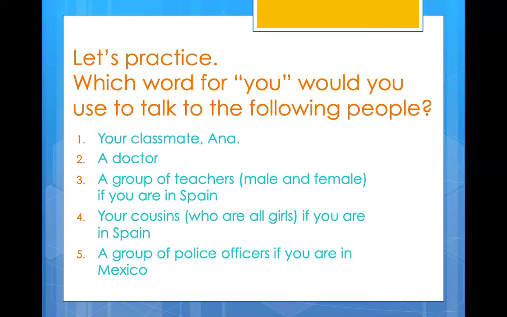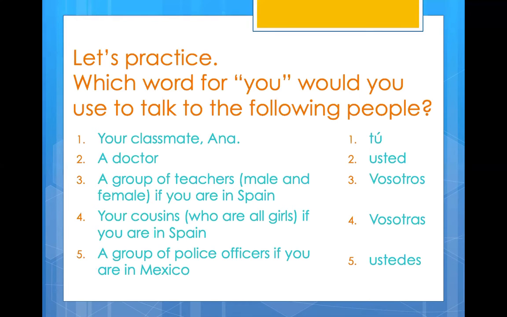Number 2, a doctor. Number 3, a group of teachers, male and female, if you are in Spain. Number 4, your cousins, who are all girls, if you are in Spain. And number 5, a group of police officers, if you are in Mexico. Now remember, you can still pause this video if you need more time. But here we are going to go to the answers.